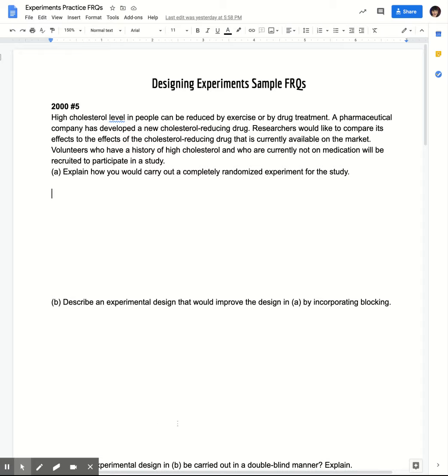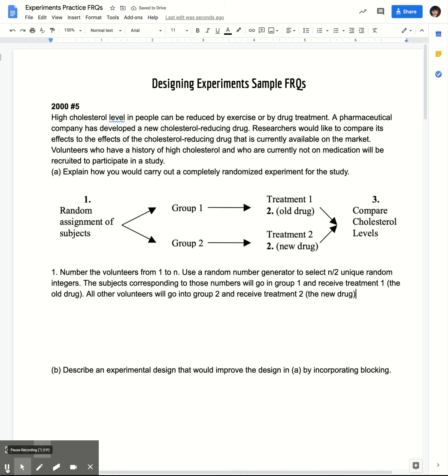All right, so I'm going to pause my video really quickly to input my diagram, and then I'll walk you through it and explain it. All right, so I'll see you back here in just a second. All right, y'all, so here is my drawing of a completely randomized design for this experiment. There's a couple of key things that I want to point out to you.